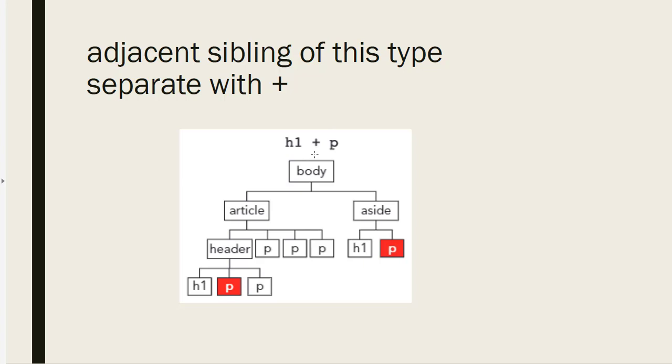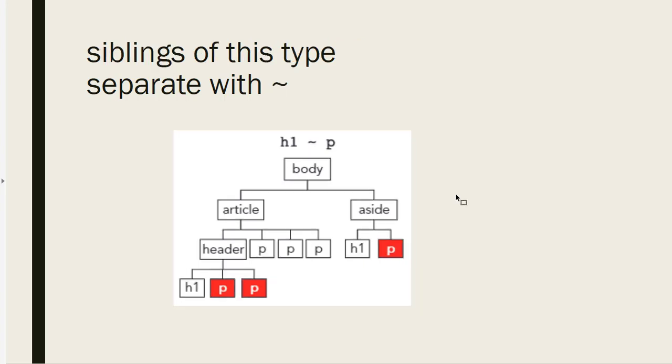When you use a plus or a tilde between them, that's indicating a sibling relationship. And the plus means a sibling right next to it. So we want a paragraph that is the sibling right after the H1. So a paragraph that is a sibling right after H1. If you use a tilde, then it's all the siblings of the H1.